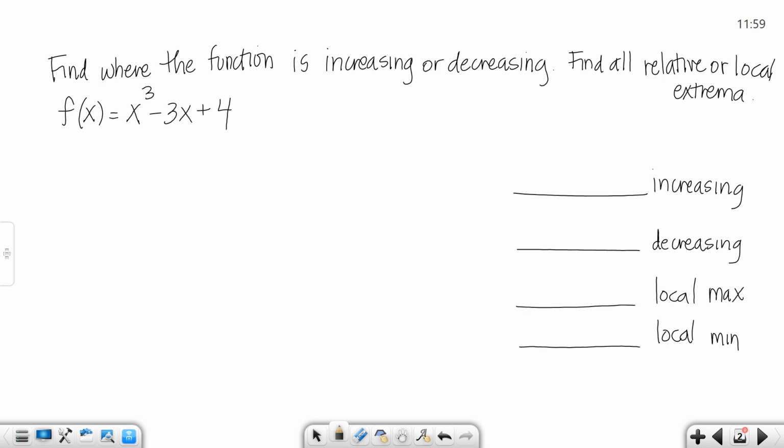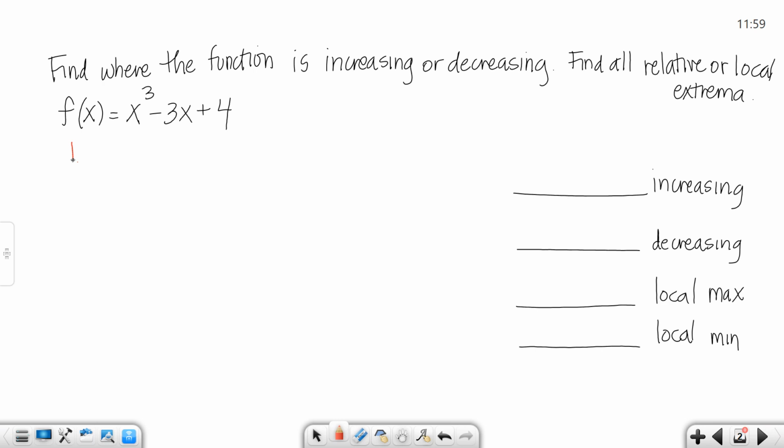In this first problem, I ask you to find where the function is increasing or decreasing, and then find all local extrema. Sometimes they use the word relative, but in this particular textbook they use the word local. So your steps start like this. You'll see your steps on the previous page. The first thing you want to do is find your domain of f.